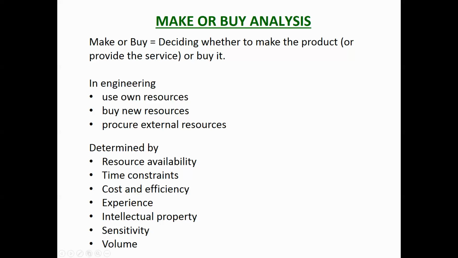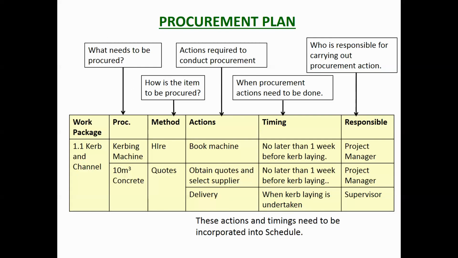So what comes out of all this process is your procurement plan, and this table here is probably all you'd need for a normal sort of project. It shows what the work package is, what needs to be procured. So in this case we've got curb and channel. We need to procure a curbing machine. We don't actually have one. We need to procure some concrete. We don't make our own concrete. So the method, we're going to hire a machine.